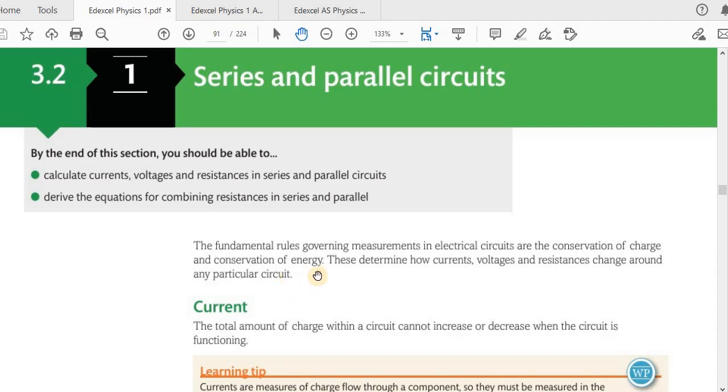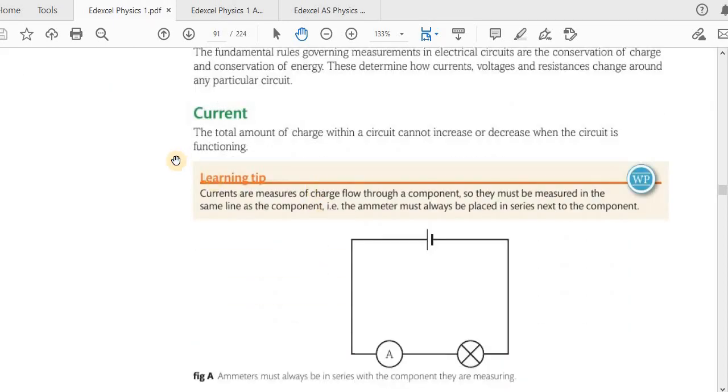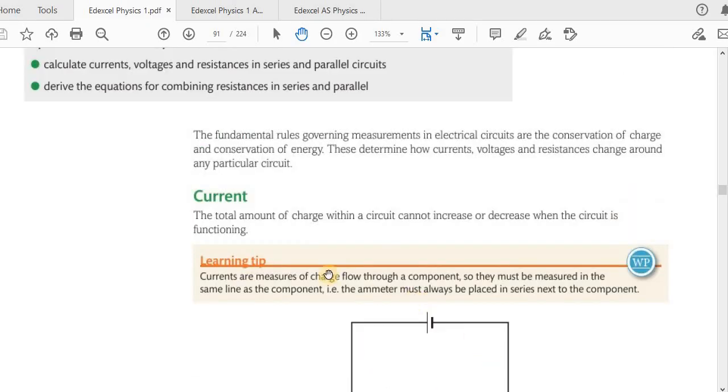You learned that energy cannot be created or destroyed, but it can be transferred from one form to another. Then current, the total amount of charge within a circuit, cannot increase or decrease when the circuit is functioning. So that means if you consider this circuit over here, the total charge in this circuit is a constant. The charge cannot disappear. Like energy cannot be created or destroyed, charge also cannot disappear or be created within this circuit.